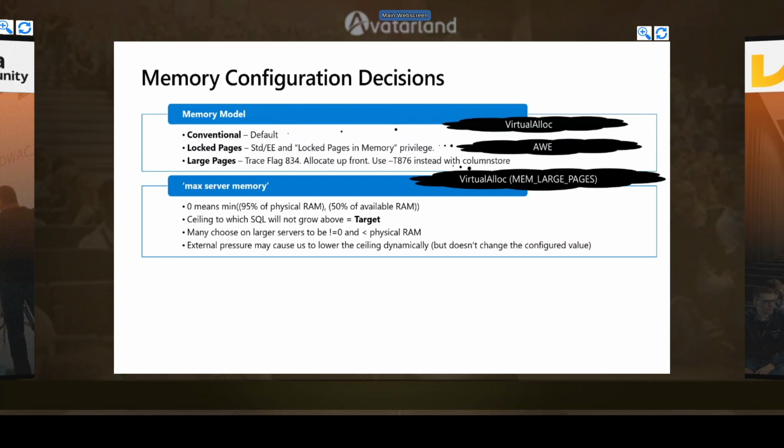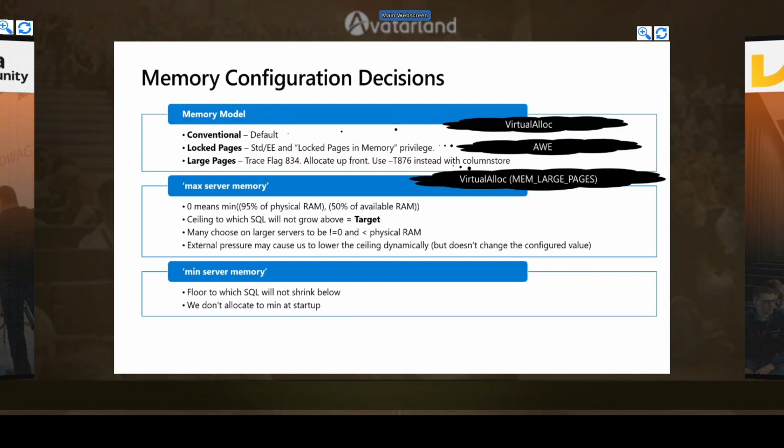Now, here's the interesting point. External memory pressure, which is pressure outside the SQL process, let's say you ran a program on Windows that chewed up a lot of memory, that may cause us to lower the ceiling or the target dynamically, but it doesn't change your configuration. So once that pressure goes away, we could bring that ceiling back up. So remember, target is the ceiling of which SQL will not grow, but it could be lowered based on pressure.